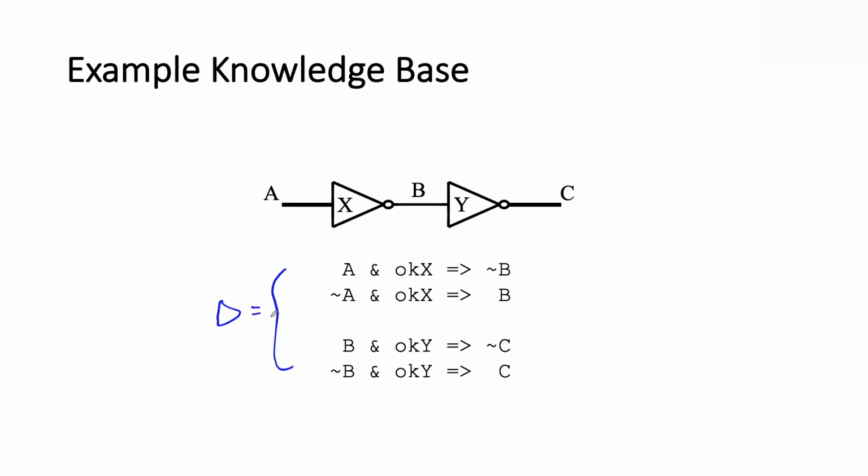The idea is I want to talk about the behavior of the gates, but these gates may not be functioning correctly. But assuming it's functioning correctly, then if I have A, the output would be not B. This is an inverter, right? It inverts its input. And if the input to this X inverter is false, then the output is true. So I'm conditioning that on the gate working.